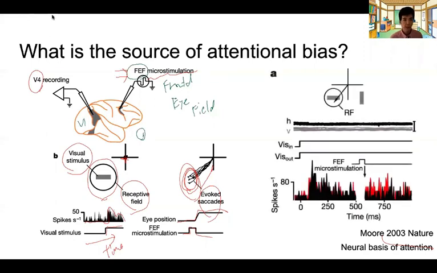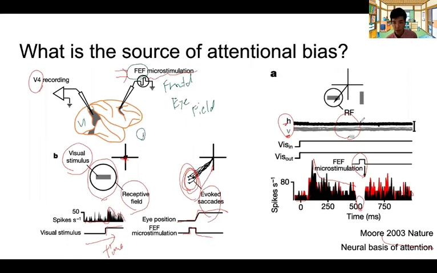Then what they found is the following. If the receptive field and the movement field match, then when the stimulus is presented at time 0, the V4 neuron starts to fire a lot and then declines like this. Black is the condition without stimulation. But around 500 milliseconds, they start to stimulate FEF a little bit, so that it doesn't induce eye movements, and that's the reason they present the horizontal and vertical eye movement traces.